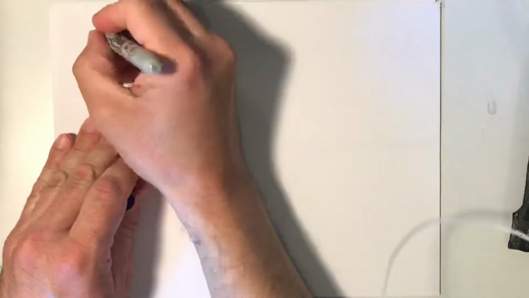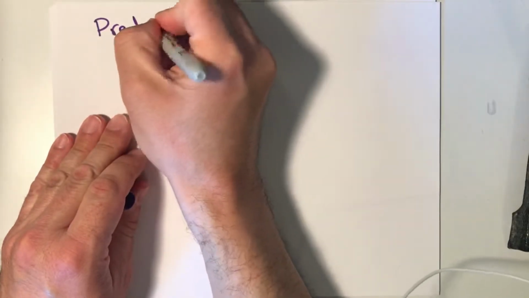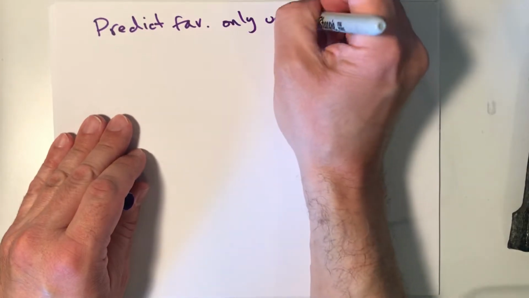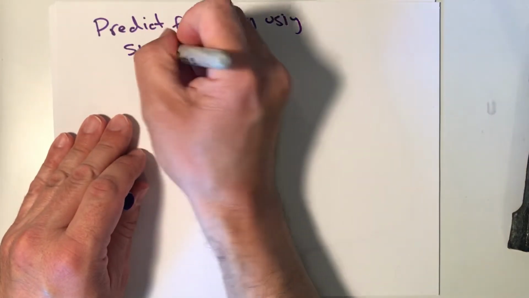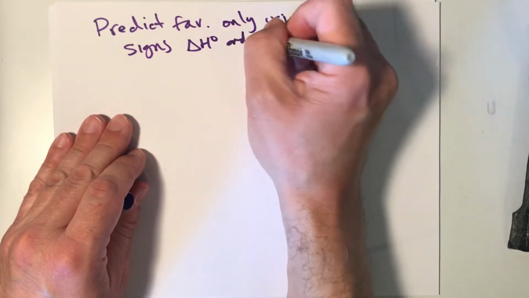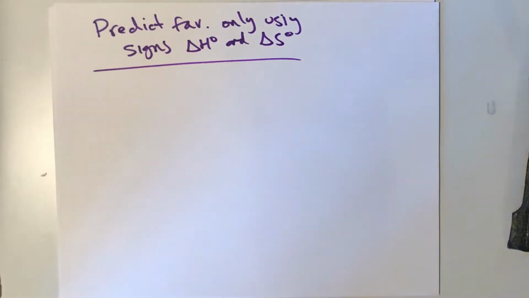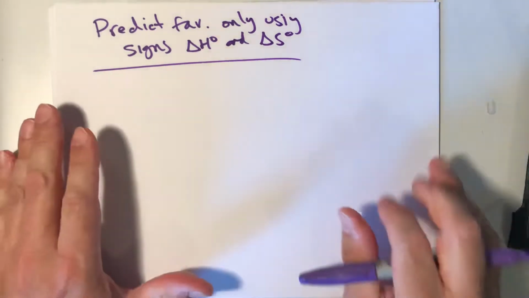Hi everyone, in this video we are going to predict the favorability of a reaction based solely on the signs of delta H and delta S. This is only going to give you a rough idea of whether we should elevate temperatures to make a reaction favorable, or lower temperatures to make it favorable, or whether it's just going to be favorable under all conditions or no conditions. So we're not going to have an exact answer at the end of this, but it's going to be a useful predicting tool for us when we don't have the numbers available for a process.